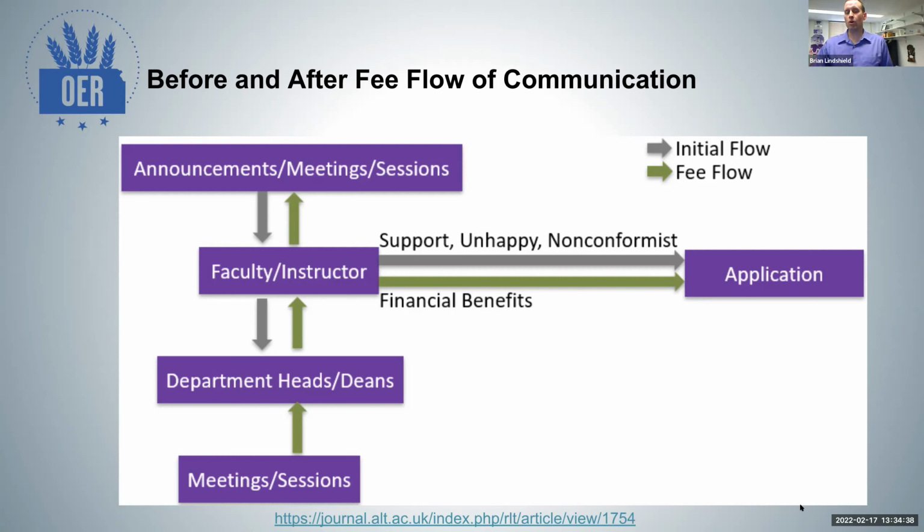And then if they found support, they were unhappy with what they were doing, they were nonconformists and just did not want to stay with publishing textbooks, and they wanted to do something, then they would put in an application. When we put the fee in, now all of a sudden we have meetings and sessions that are directed at department heads and deans, to say, listen, this is something that you can do that helps students. It'll also help return some funding and support to your department. And so we were able to start to shift that.